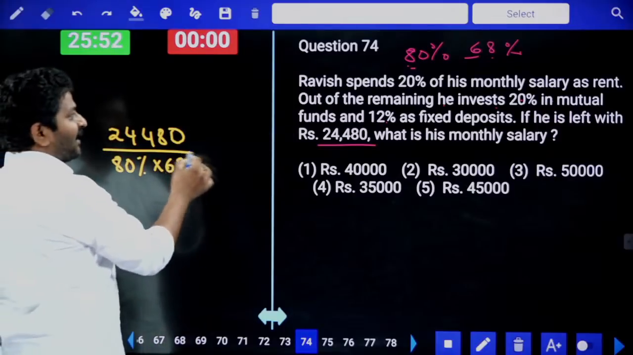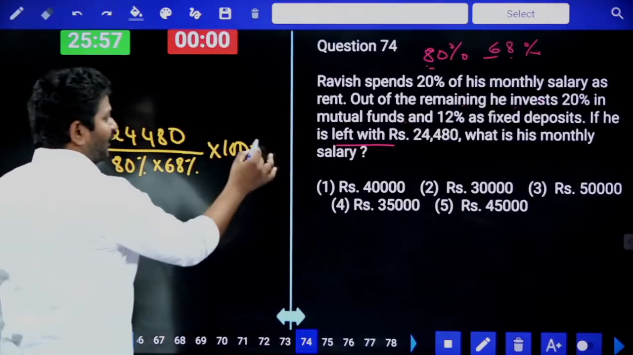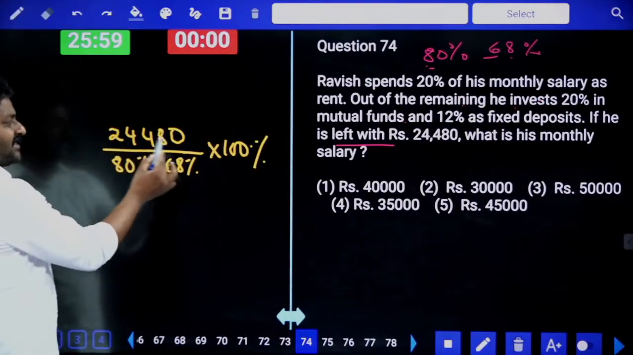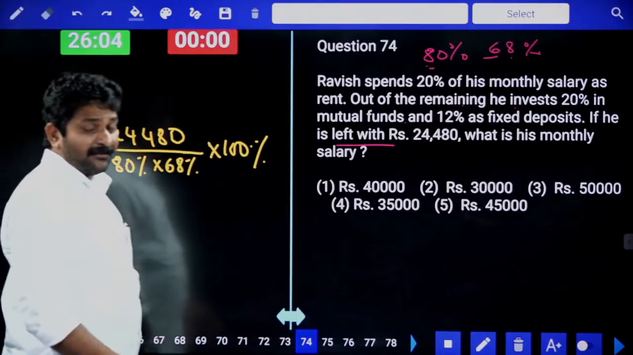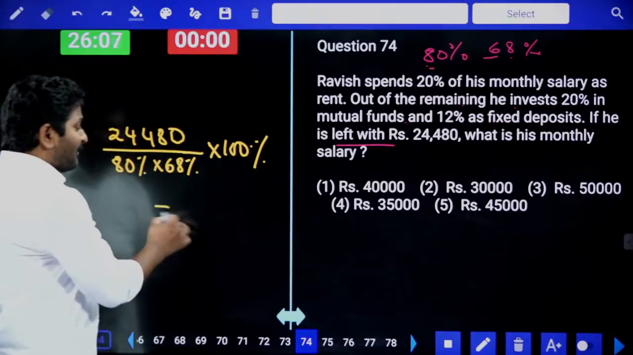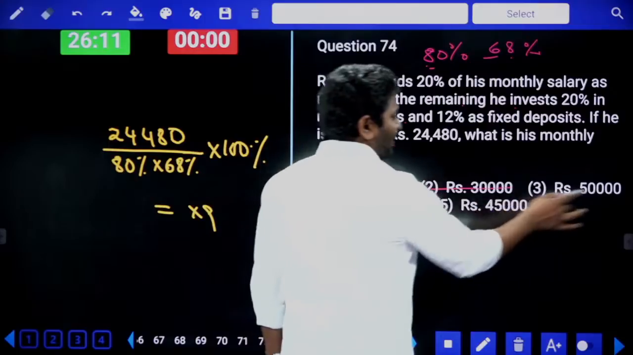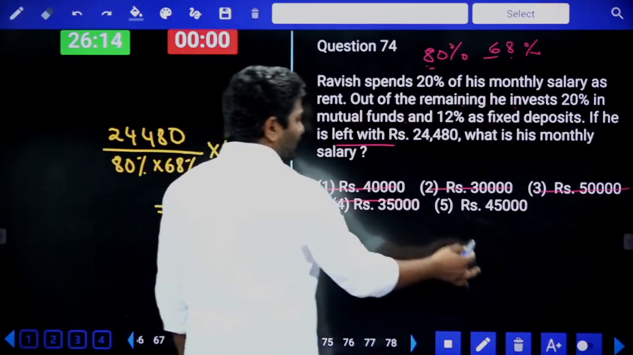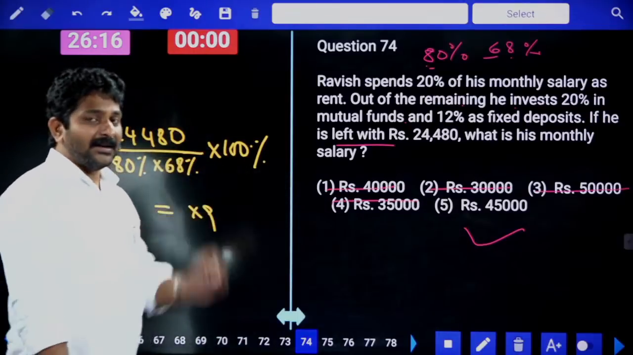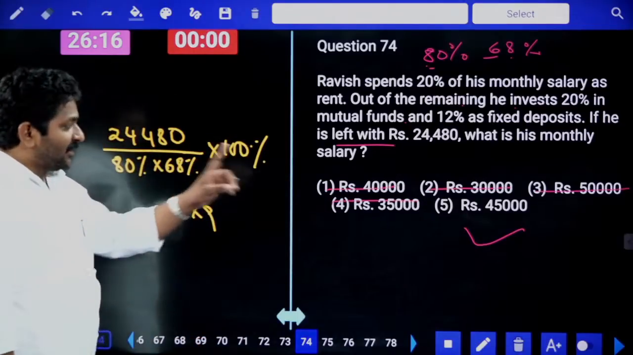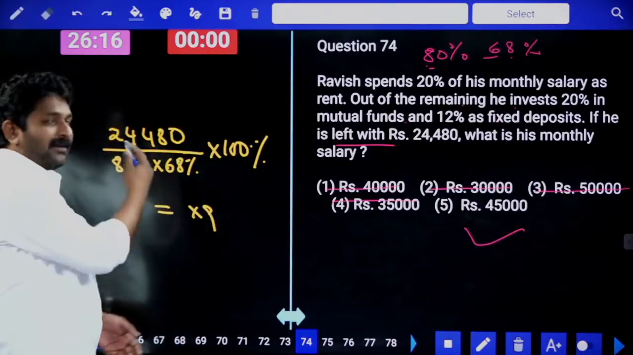And what is the monthly salary? Monthly salary is 100 percentage, that is equal to that value into 100%. Now observe this. This is a 9 multiple that we have, and none of our denominators are a 9 multiple, none of our denominators are a 3 multiple. Hence our answer must be a multiple of 9. The other options cannot be your answer. Fifth option is our final answer. There is only one option that is a multiple of 9, hence we are directly going for it. If multiple options are there, then we will go for simplification.